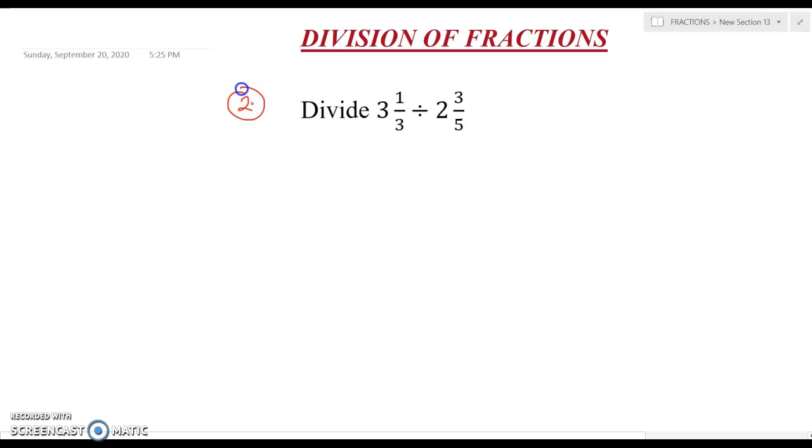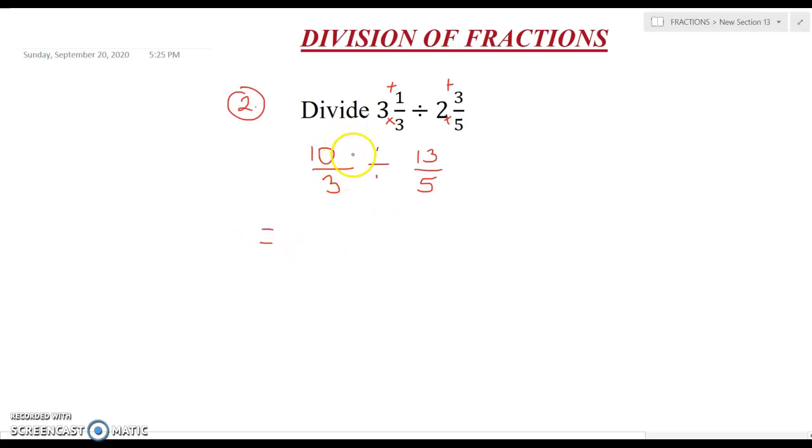And now we have our second example here. In our second example, we have mixed fractions. So now, as I would have said before, anytime you have mixed fractions, the first thing to do is change those mixed fractions to improper fractions. So let's change our fractions. 3 by 3 is 9 plus 1, that's 10 over 3. Leave your division sign. We're not changing anything yet, just the fractions we're looking at to change to improper fractions. 2 by 5 is 10 plus 3, 13 over 5.